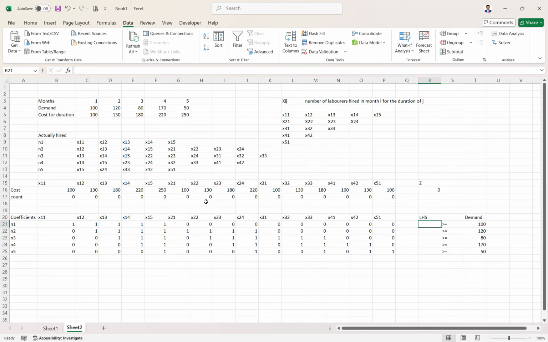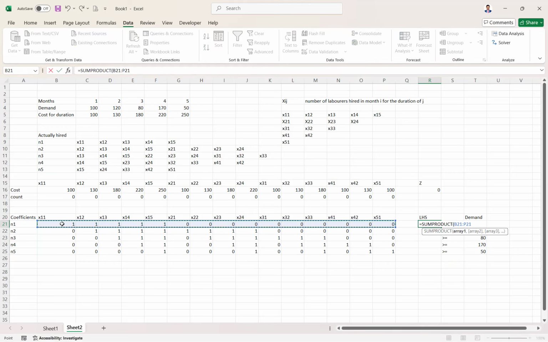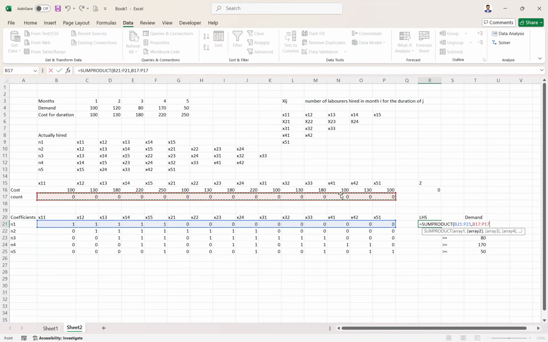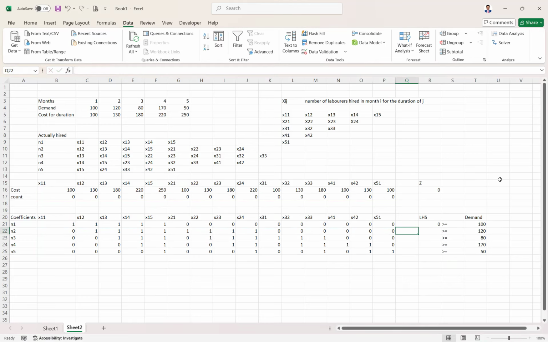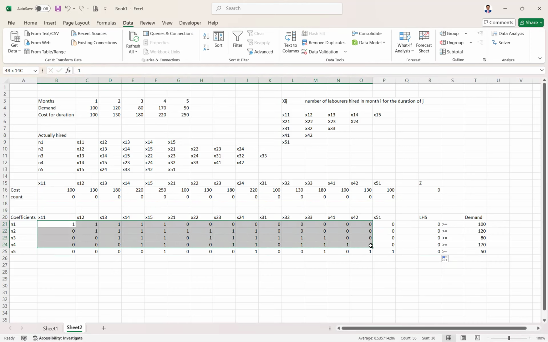LHS is the coefficient, the equation, which is nothing but the sum product. Sum product we have seen earlier. If you don't remember it, just look at the first video. Then this is constant. Only these values change as we go through this. So we just press function F4, so this is constant. Now we simply drag it. In order to differentiate these values, let me conditional format them.